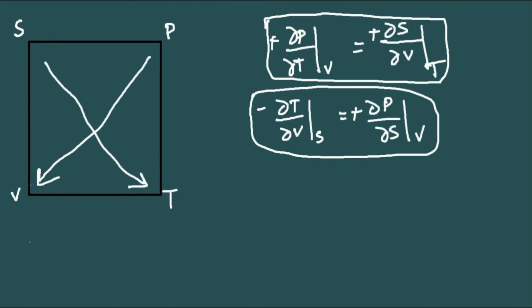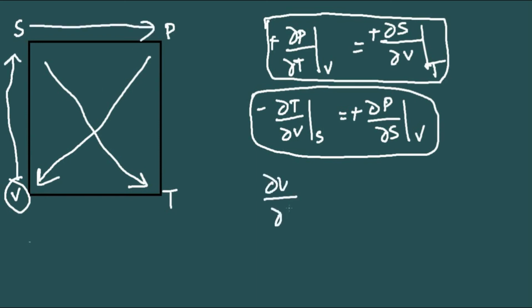For the third relation, I will start from volume and go to entropy followed by pressure. So this will be del V del S at constant pressure. This does not follow this arrow, it is in the opposite direction, hence I will give a negative sign. So this will be equal to, since I started from V, now I will start from temperature for the other side of the equation.